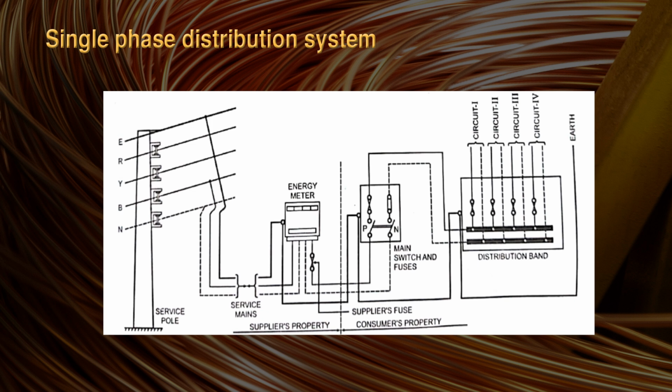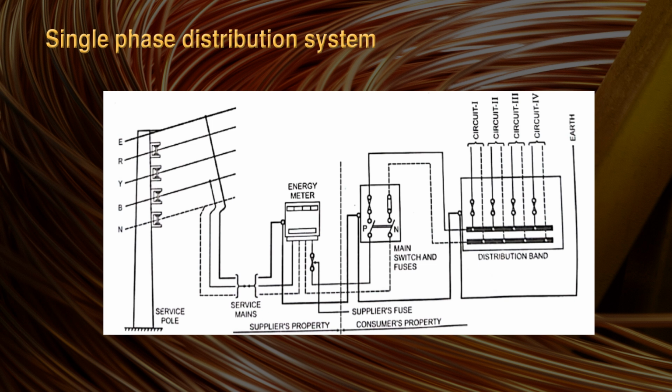Because we are discussing the single phase distribution line, you have to take only a single phase supply. So here you can see that the B phase wire is taken out, and one wire from the neutral, and the third wire is taken from the earth wire, which is connected to the energy meter.